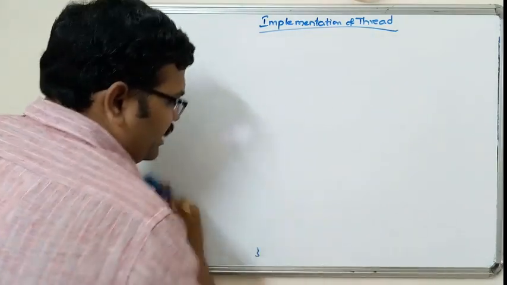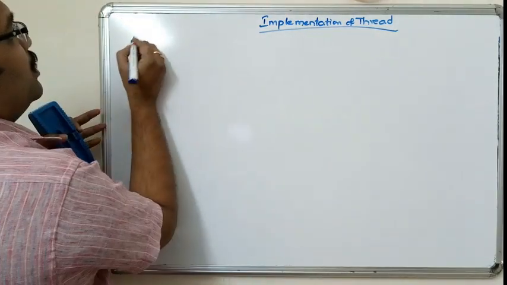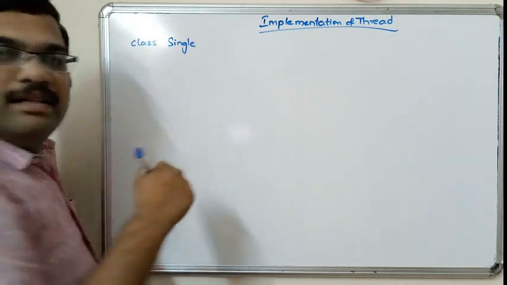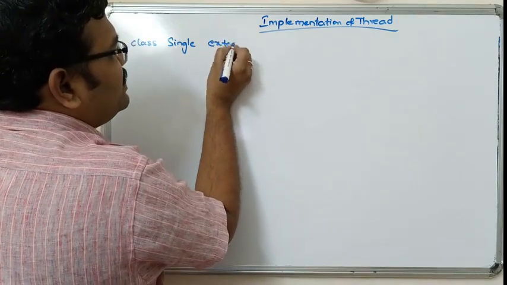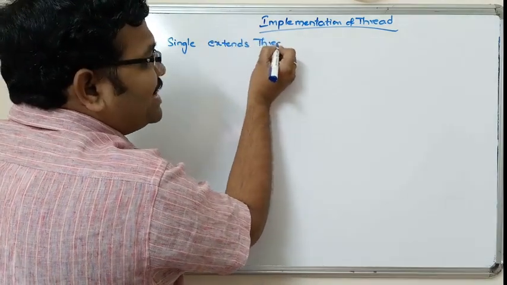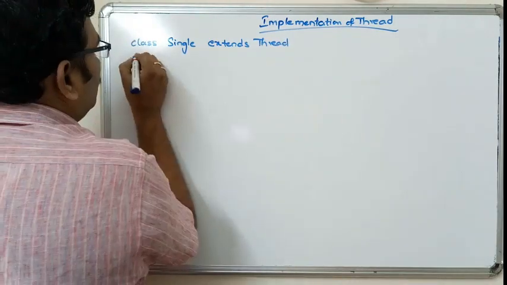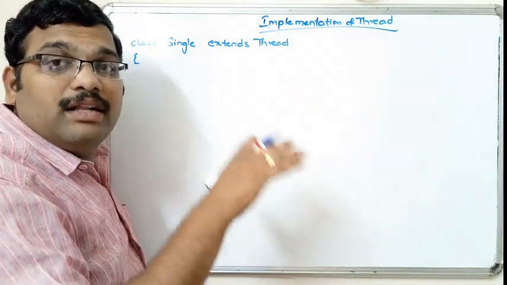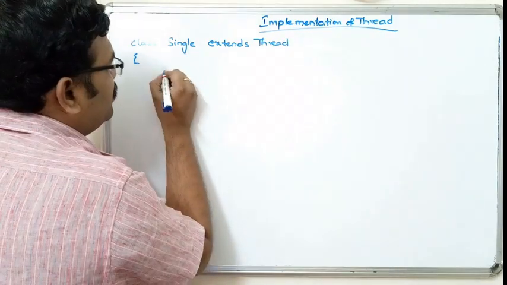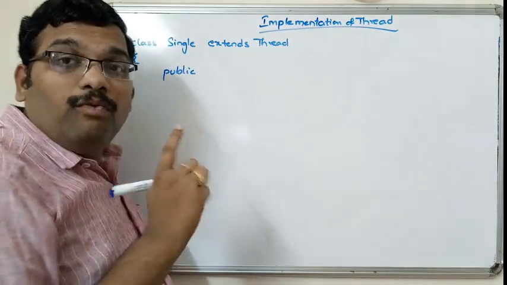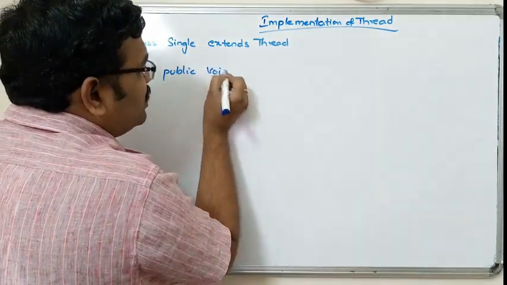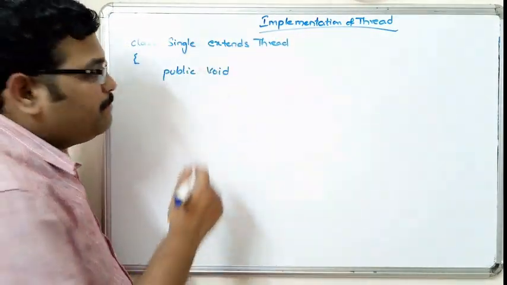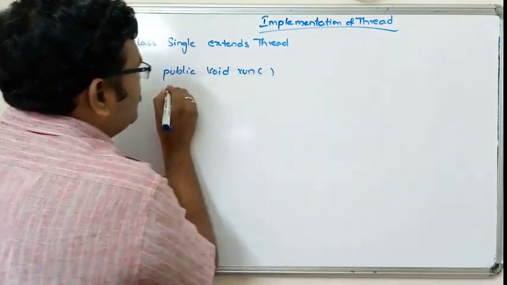First, we will see it with the inheritance concept. Class, let it be Single. We are creating a single thread, right? Single extends Thread. Thread is an already available class. Here we have to write the run function, because whatever process we want to execute under the thread should be written in the run function. So run is the overriding function. Public void run. The scope and the parameters should be the same in both the derived and base class. So the syntax for run is this one, right?